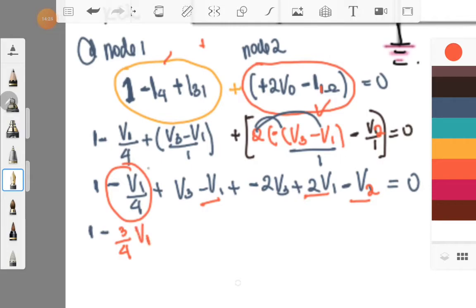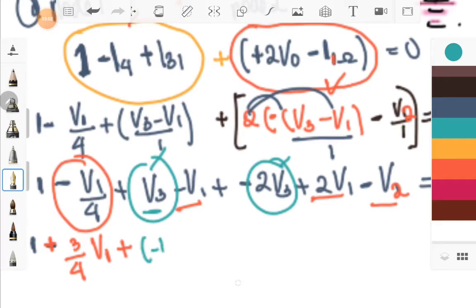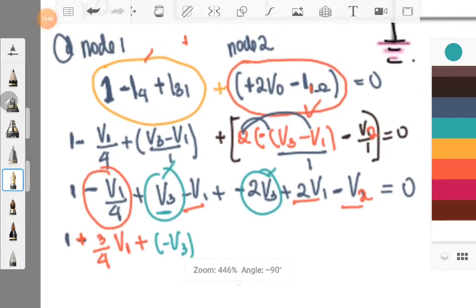So negative 1/4 plus negative 1 plus 2 is equal to positive 2, plus 3/4 V1. Plus our evaluation of V3: positive V3 is equal to 1 minus negative 2 V3. So we have negative 1 V3 minus 2, we have negative V3. Then our next evaluation is V2, which is negative V2, equal to 0.